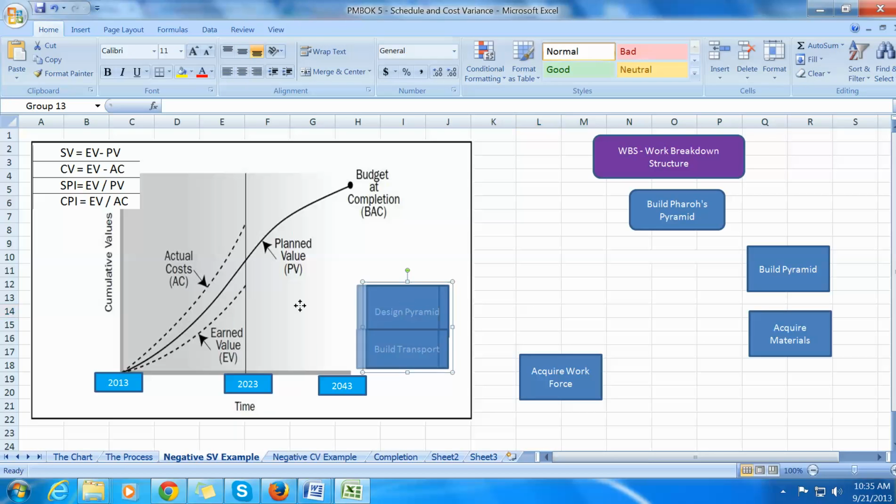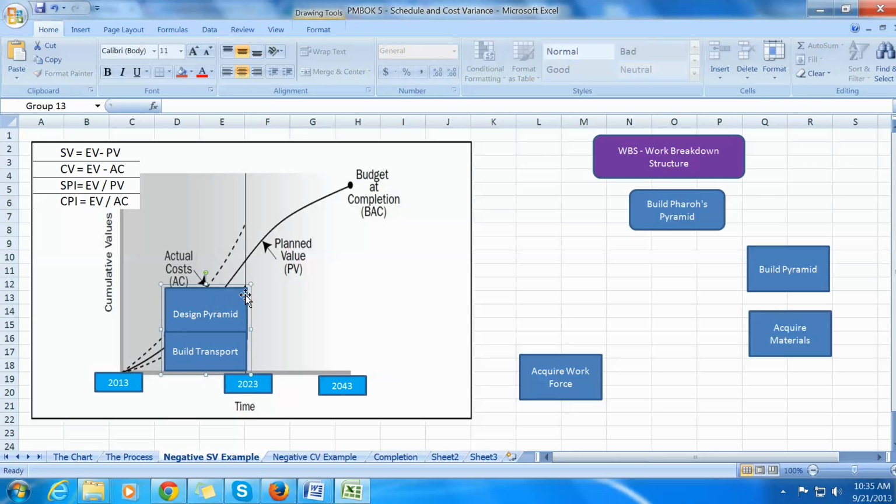So for this situation, a lower number minus a higher number gives you a negative. So that means that your schedule variance is negative. That's not a good thing. That is a bad thing. And the Pharaoh will be unhappy with you because this project is behind schedule. Its schedule variance is negative.